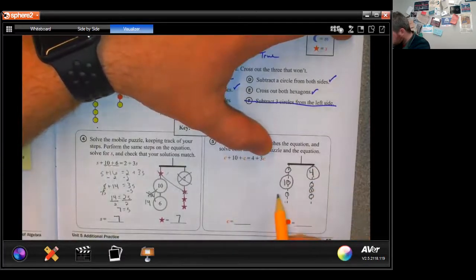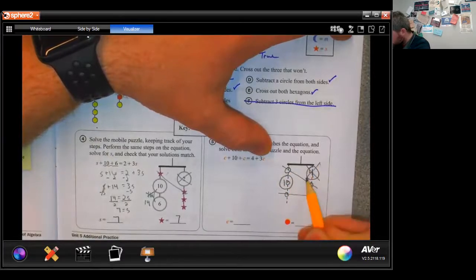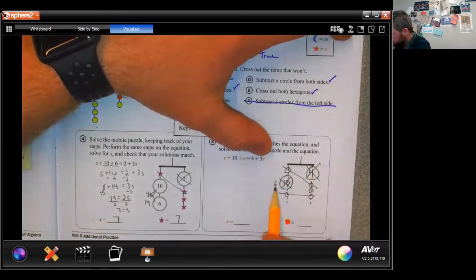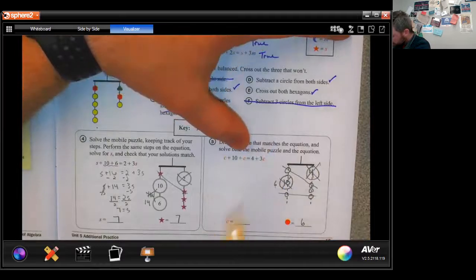Okay, we're going to cross out the circles. Here I have 1 circle, and I'm going to get rid of the 4 here. So 10 minus the 4 would be 6. So 6 equals your 1 circle. Let's check that over here.